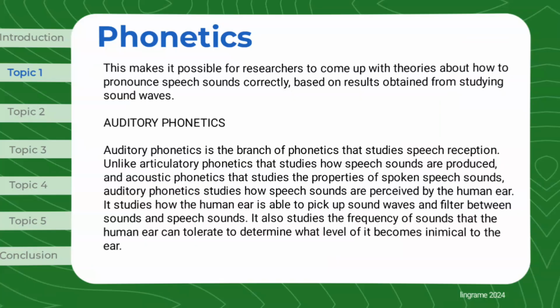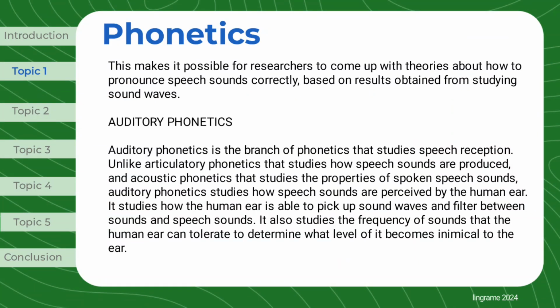This makes it possible for researchers to come up with theories about how to pronounce speech sounds correctly, based on results obtained from studying sound waves. Auditory phonetics. Auditory phonetics is the branch of phonetics that studies speech reception. Unlike articulatory phonetics that studies how speech sounds are produced, and acoustic phonetics that studies the properties of spoken speech sounds, auditory phonetics studies how speech sounds are perceived by the human ear.